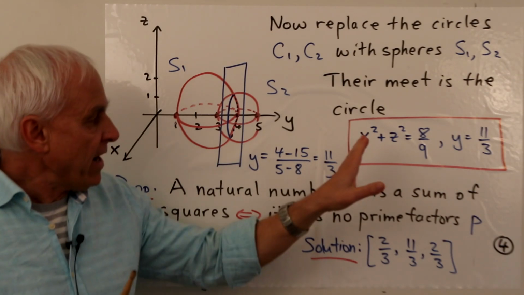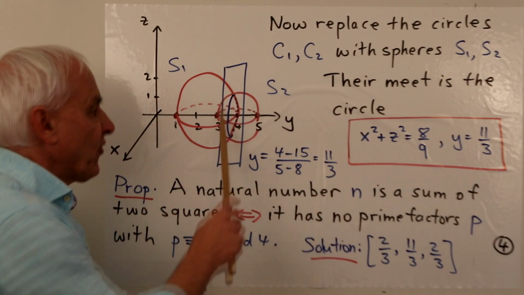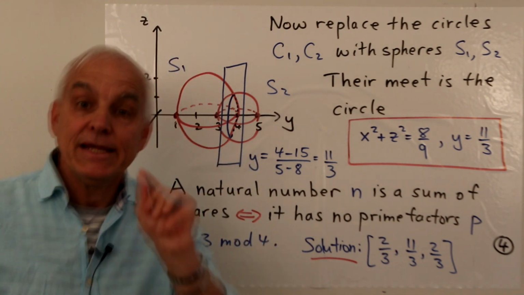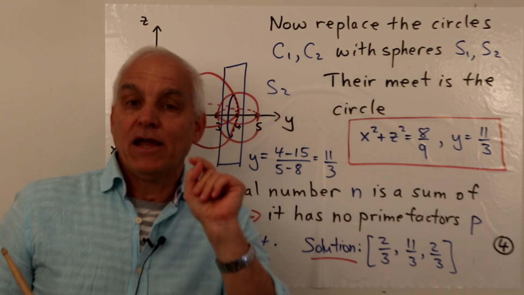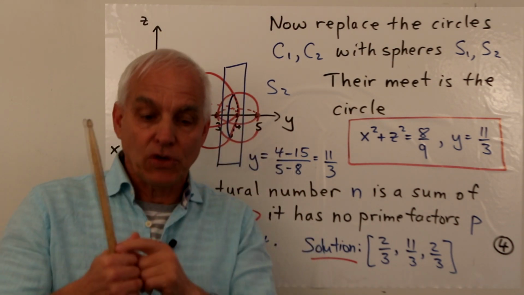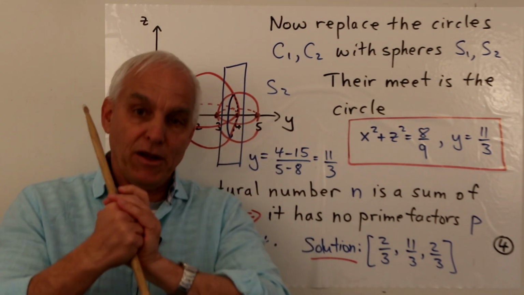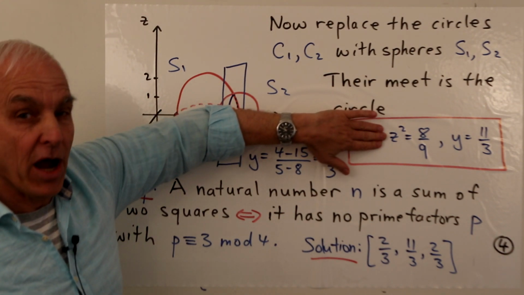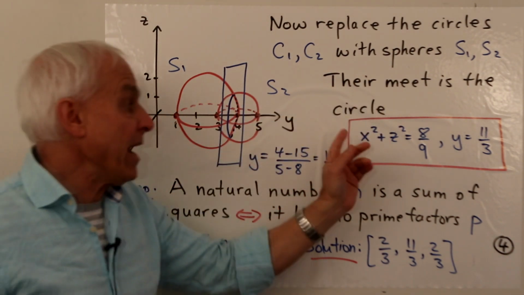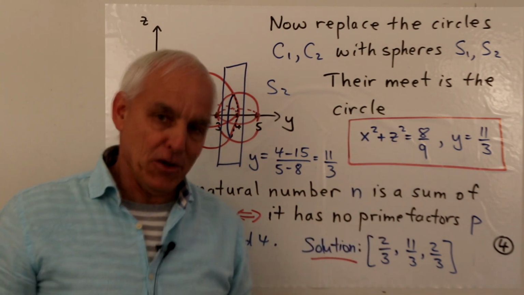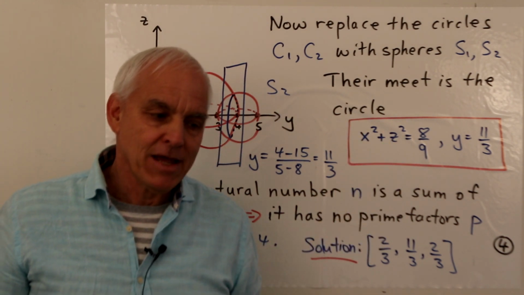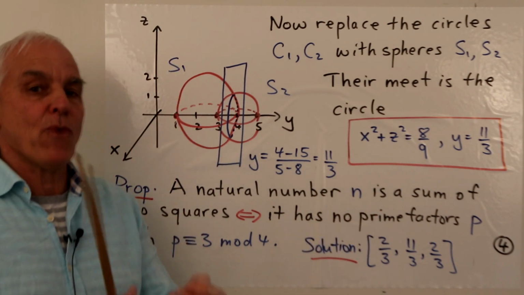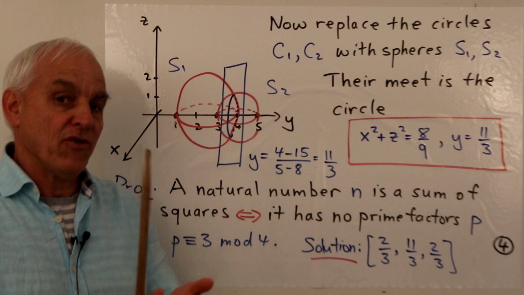So actually, to find a point on this circle, a common point of intersection of the two spheres, is easier than to find a point on the intersection of the two circles, because we have this extra degree of freedom. We don't really have to solve z squared equals 8/9. We have to solve x squared plus z squared equals 8/9. So it's a question about whether 8/9 is the sum of two squares, rather than it being just a square.